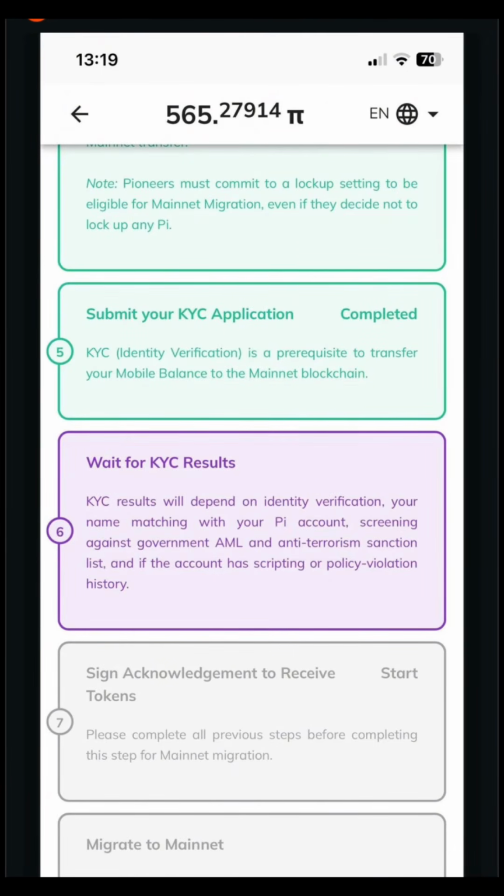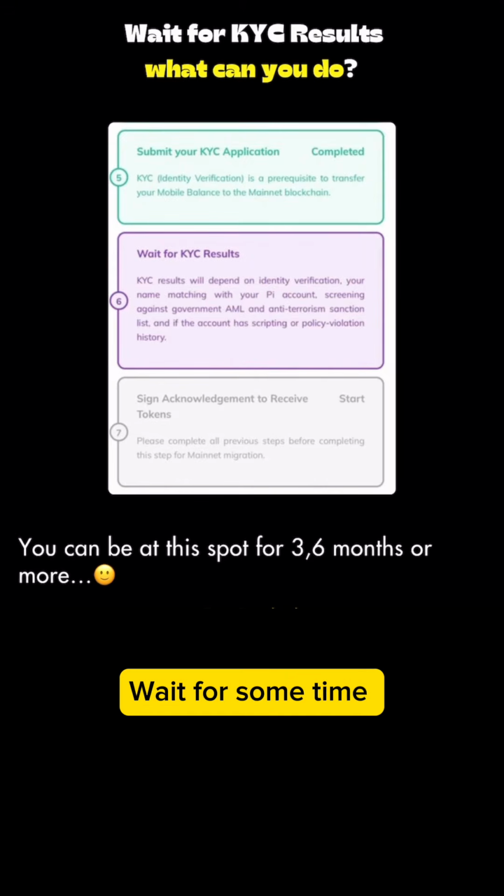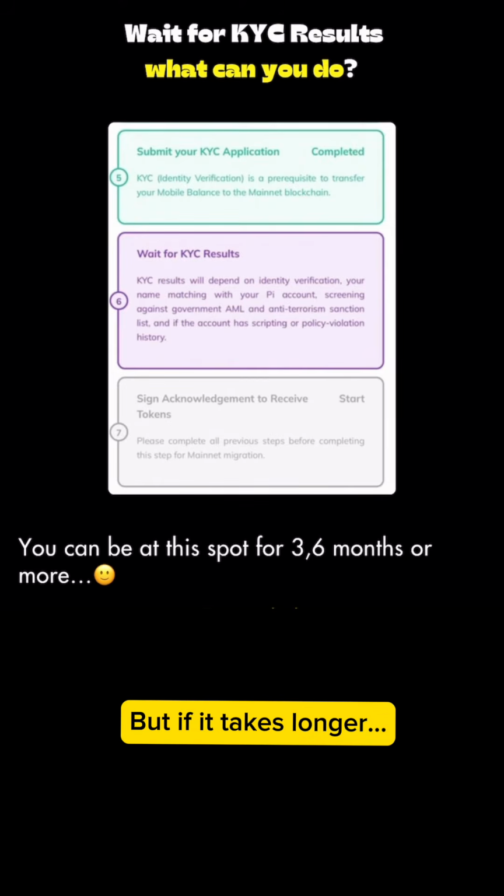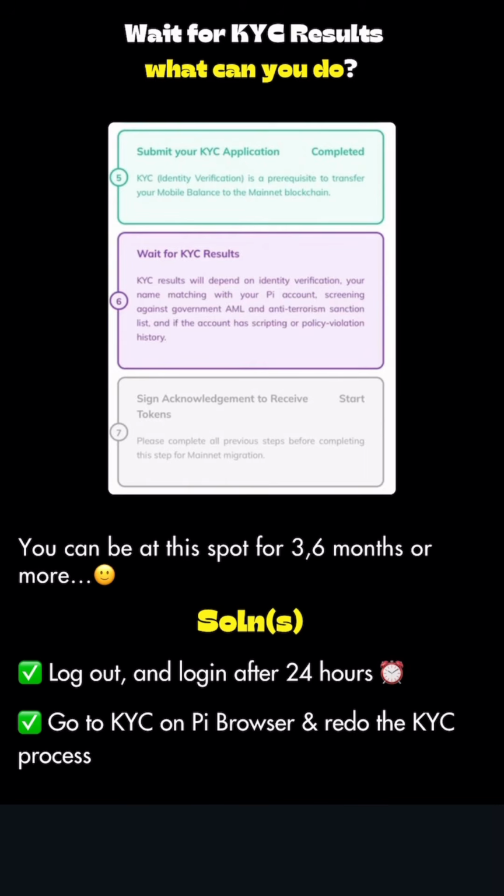Now, just as they told you to wait, you need to wait for some time. However, if it takes longer than expected, this is what you want to do. You want to log out from your account and log in after 24 hours. When you log out and log in after 24 hours, this will possibly clear off.